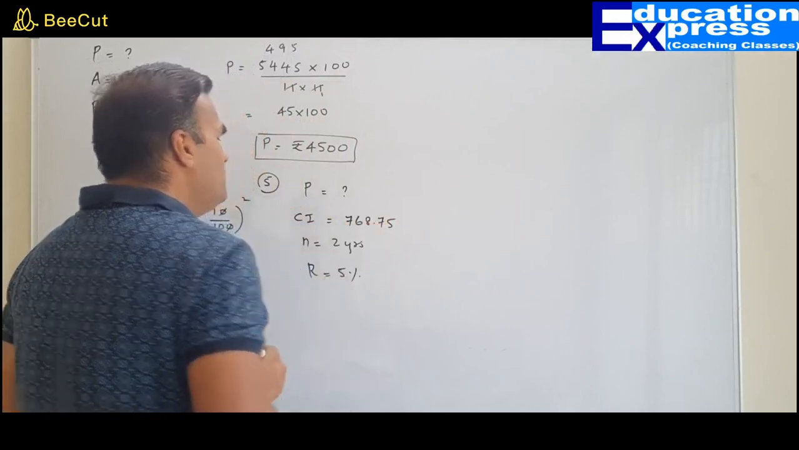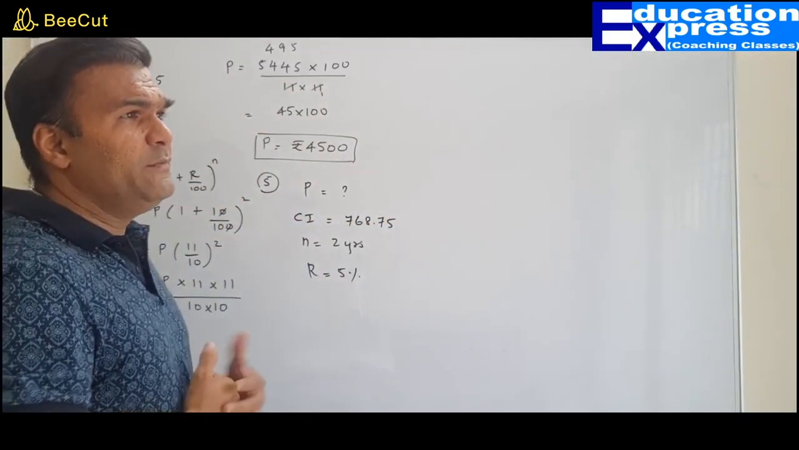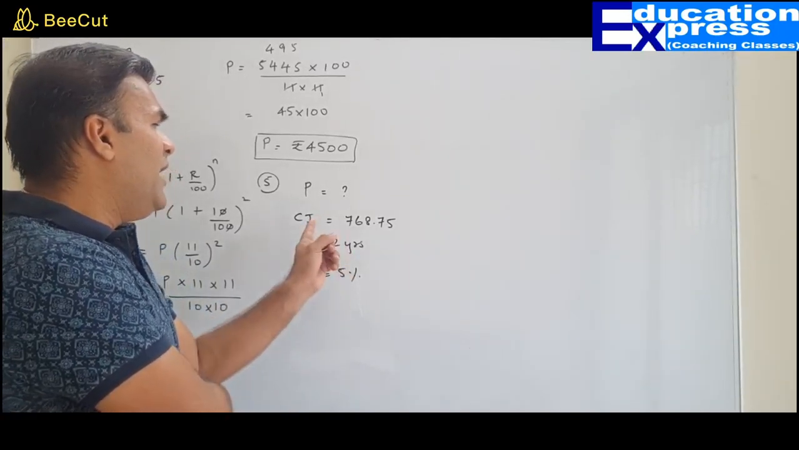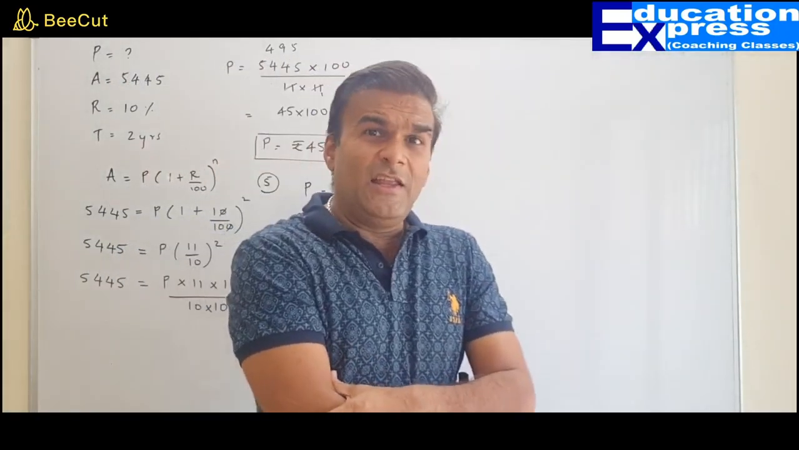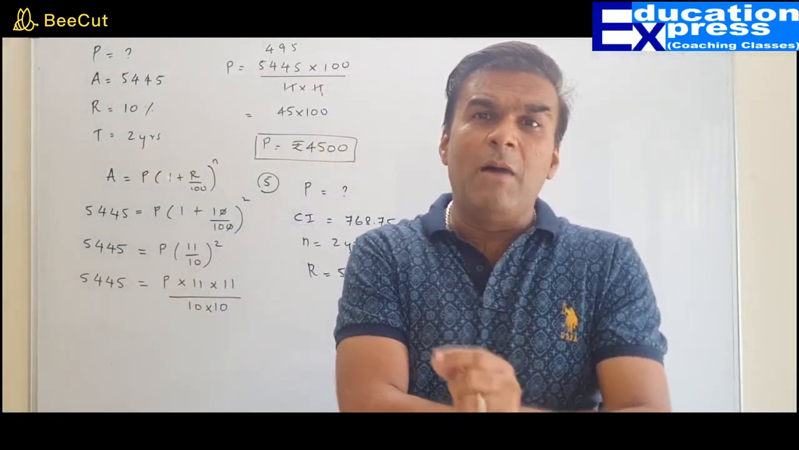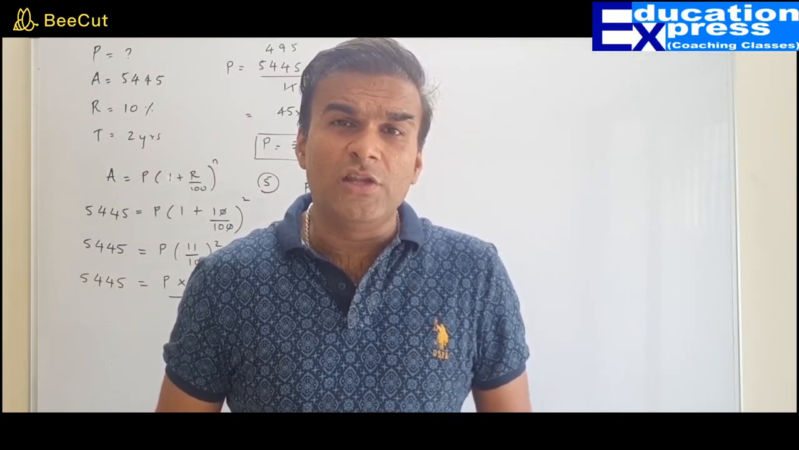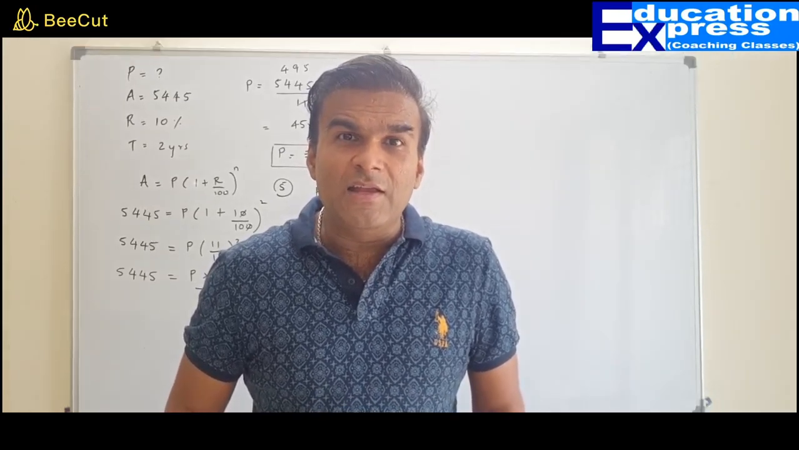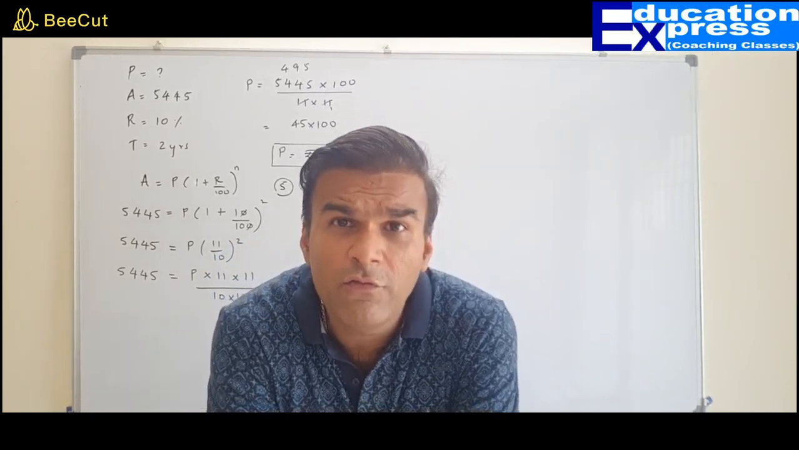768.75. My dear friends, one must understand very clearly and distinctively that they have given us compound interest and not amount. They said that compound interest amounts to 500. That means compound interest is 500. Don't jump to the conclusion that they had given the amount. Please read between the lines. Read the question carefully. Read with a lot of caution.